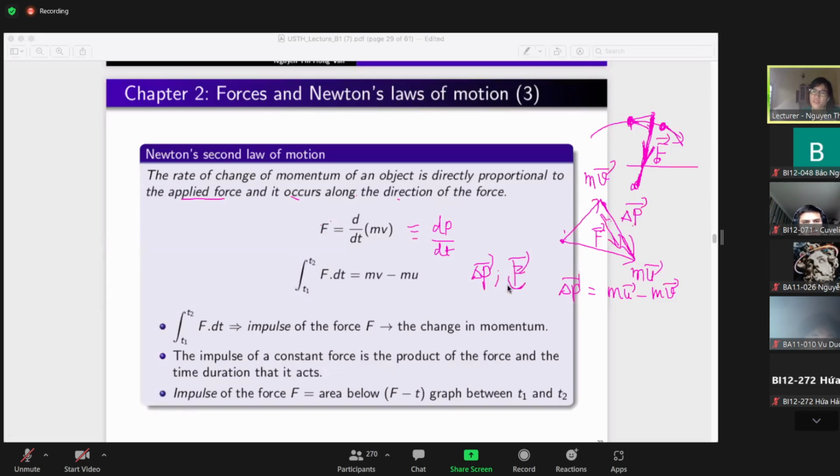If you base on this direction, then you know the direction of the change of momentum, and vice versa. And another quantity we name: if you take from here the integral from 1 to 2, so the initial place here, 1 and 2. So after place 1, you have the velocity.